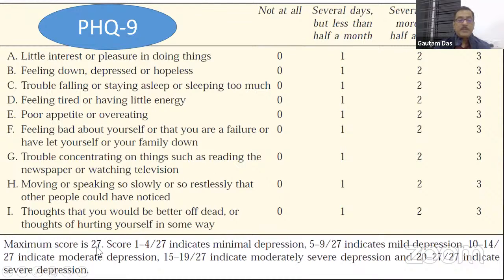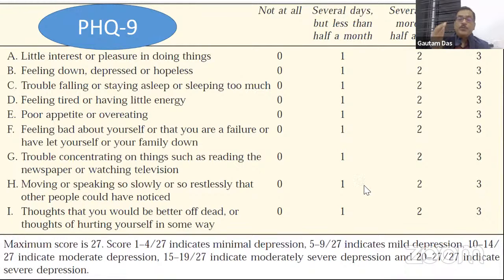And again, the maximum mark is 27. There are 9 items; 3 into 9 is 27. A score of 1 to 4 is minimal or no depression. 5 to 9 indicates mild depression. 10 to 14 indicates moderate depression.